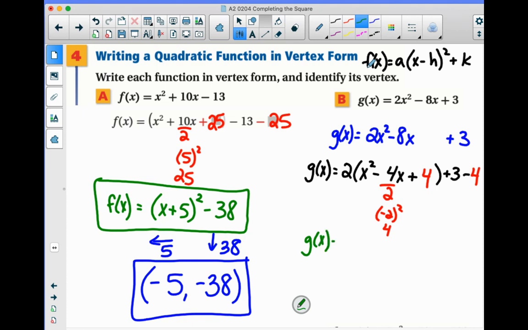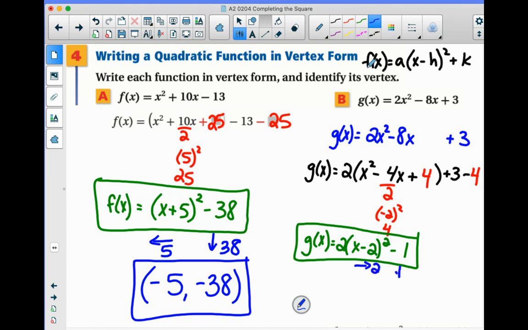We've got our 2. This would factor as x minus 2 squared. And then 3 minus 4 is negative 1. There it is in vertex form. Now we have to identify the vertex. That minus 2 means it would shift to the right 2. The minus 1 goes down 1. So our x-coordinate would be to the right 2, which is positive 2. We're going down 1, which affects the y, so it would be negative 1.